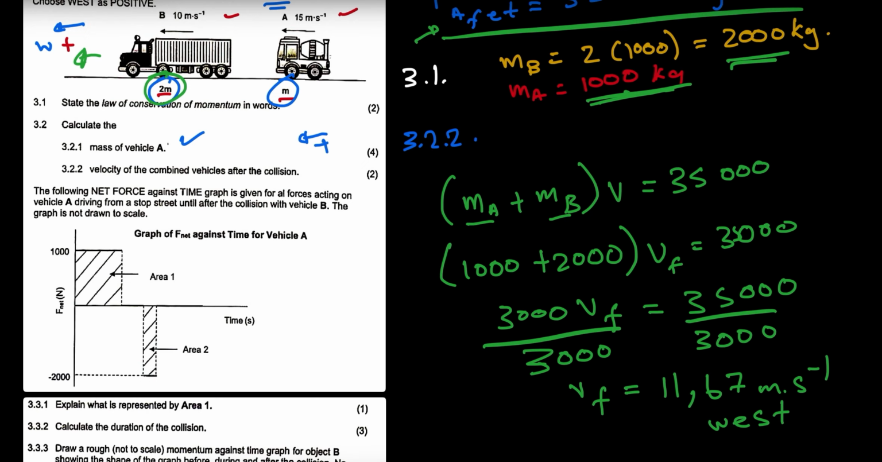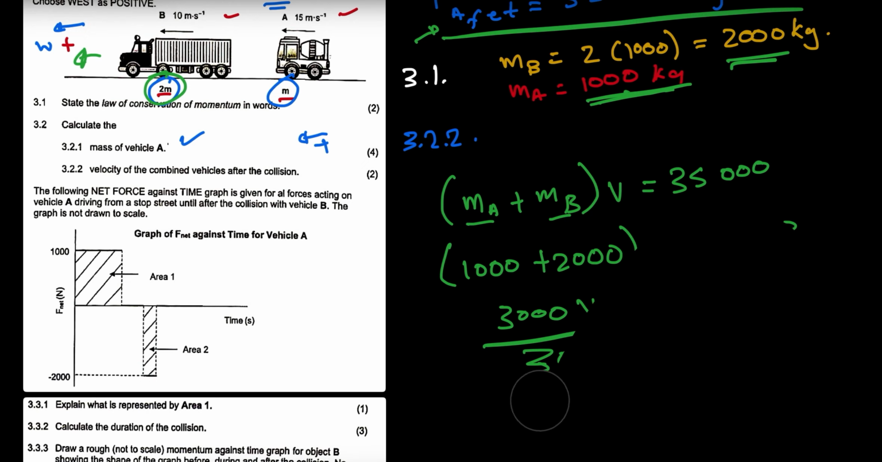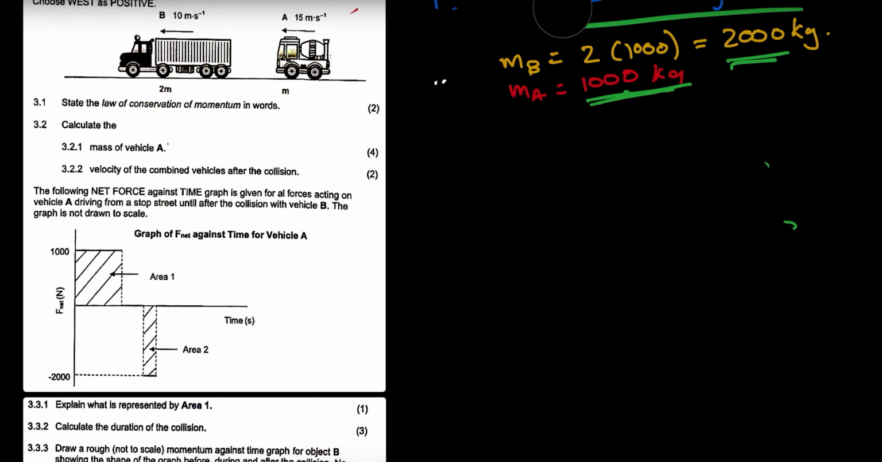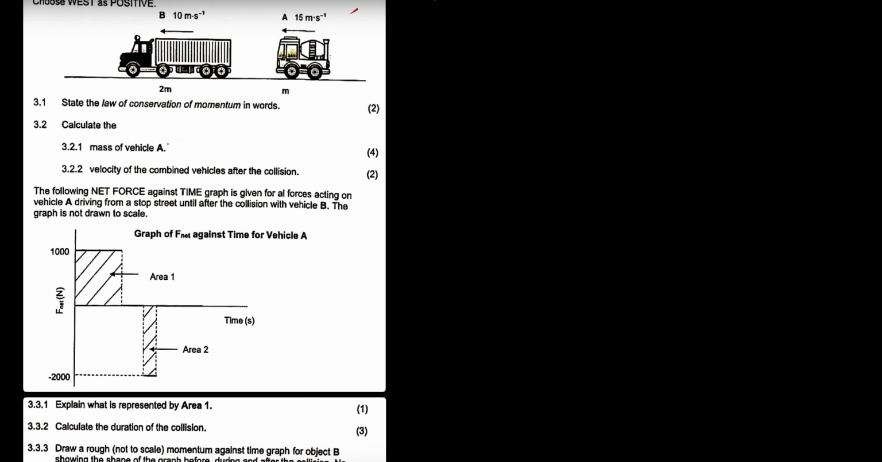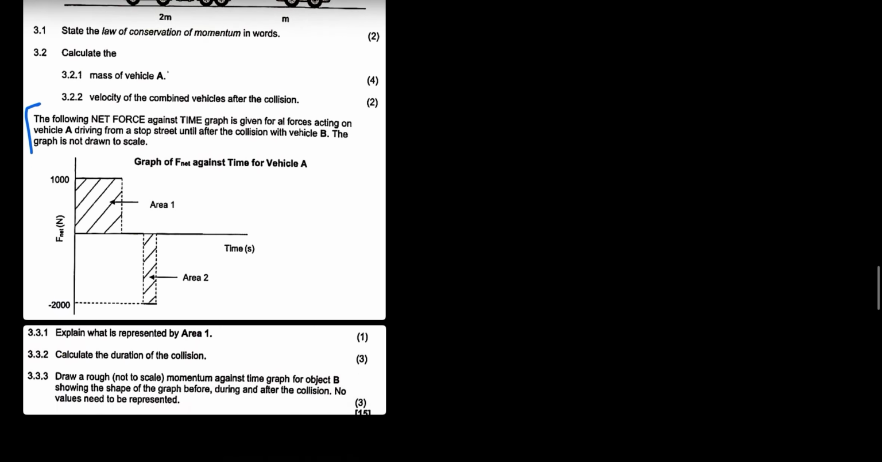I don't think we are going to need all this for the next question, so I'm just going to erase this to create some space. Now we're going to move on to answering the next question, but first we have to read this statement so that we can answer the coming problems. The statement says the following net force against time graph is given for all forces acting on vehicle number A. This diagram represents the forces acting on vehicle number A, driving from a stop street until after the collision with vehicle number B.